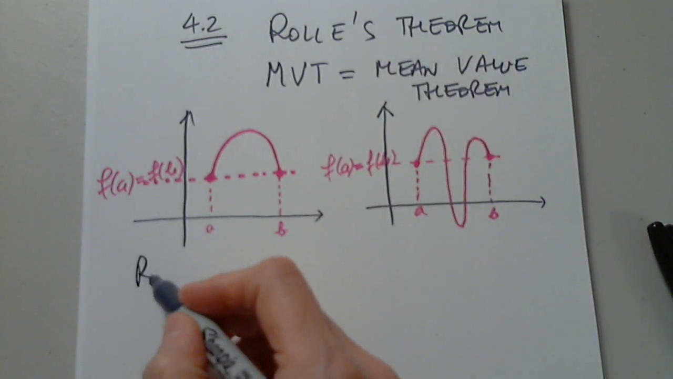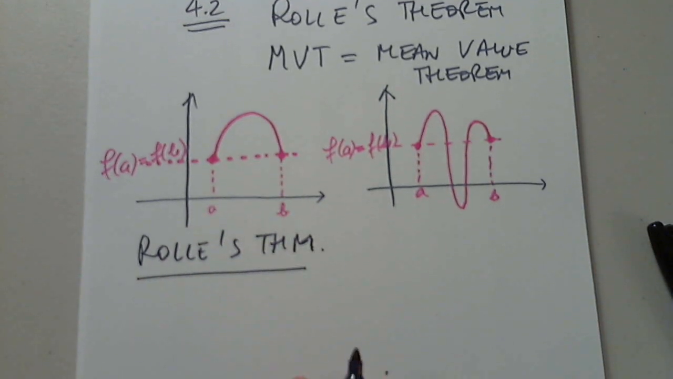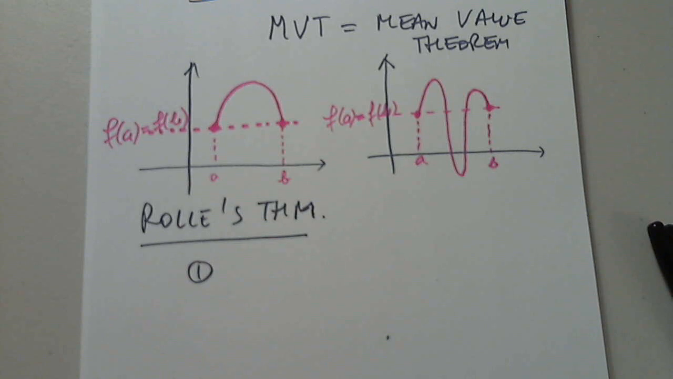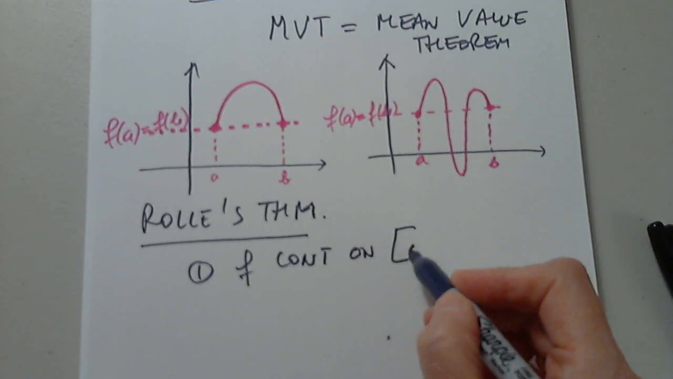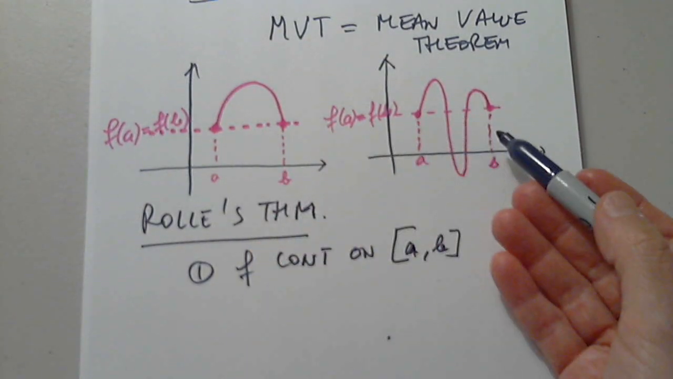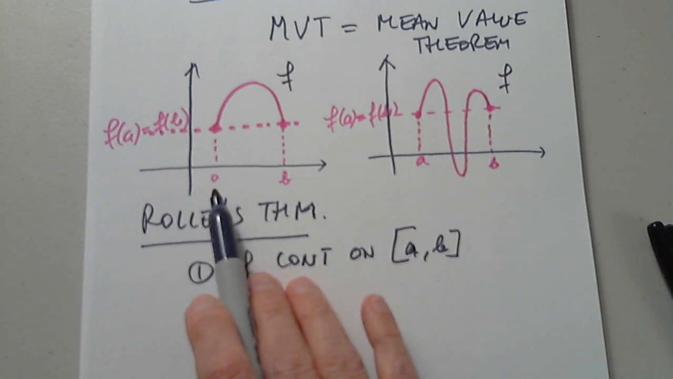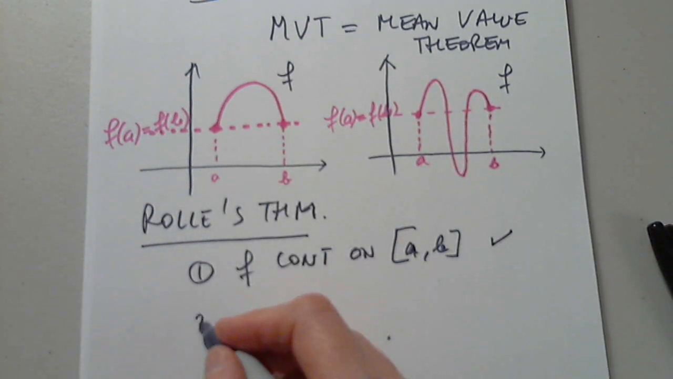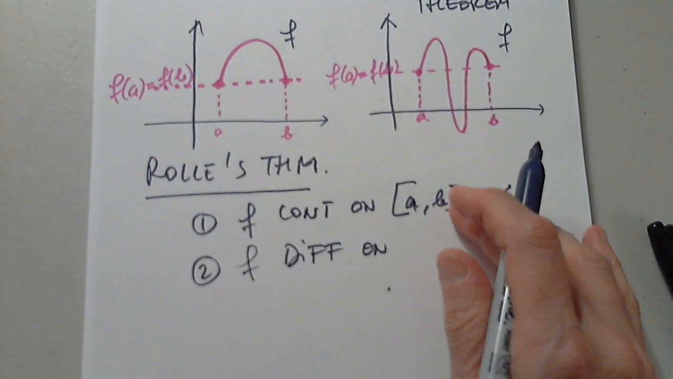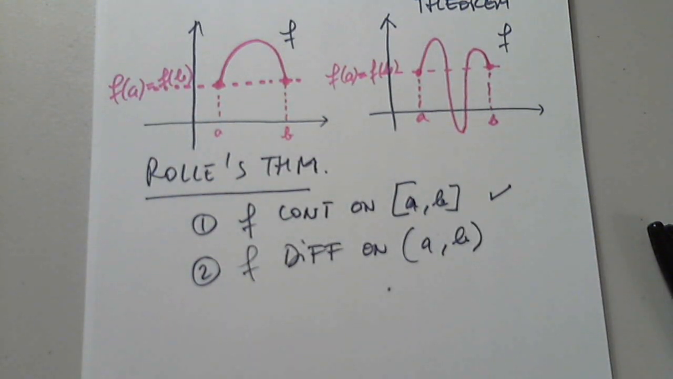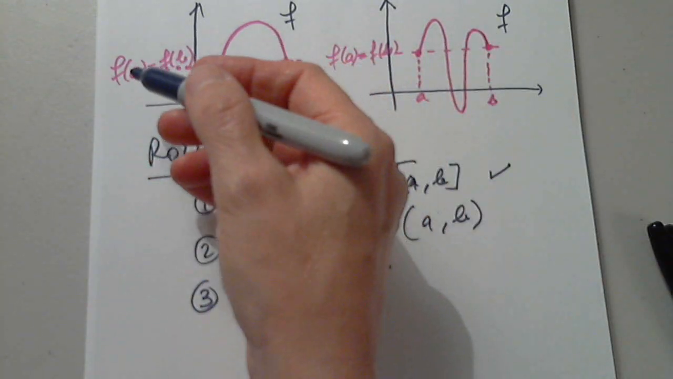So we're talking about Rolle's theorem first. Rolle's theorem. This mathematician said this. Hypothesis 1. F continuous on the closed interval a comma b. Is that true? So this is f of x. Is f continuous on the interval a comma b? Yes. Hypothesis 2. F differentiable on, not closed, at least the open interval a comma b. And of course the third one is that f of a equals f of b.